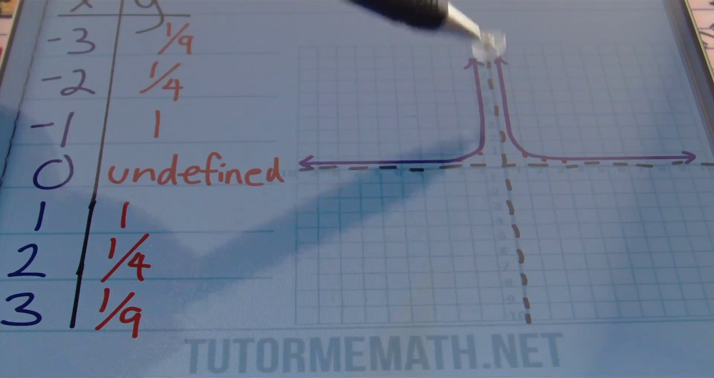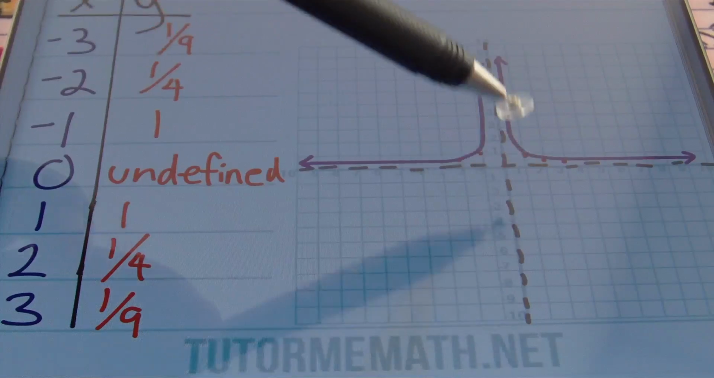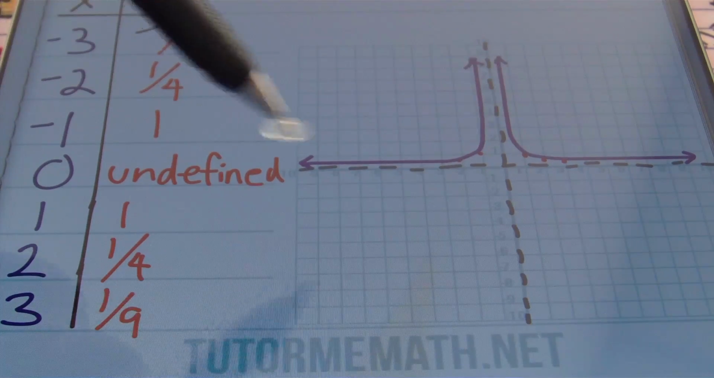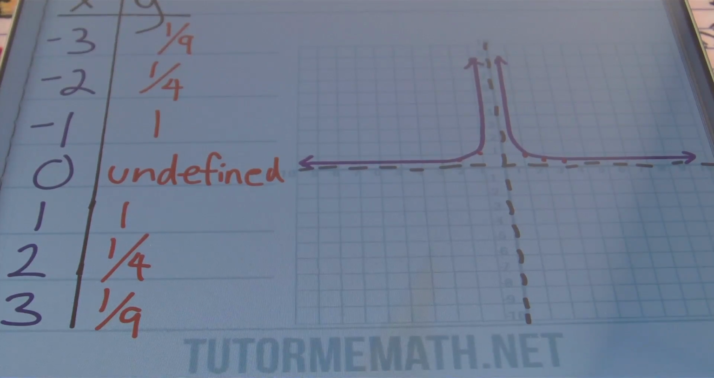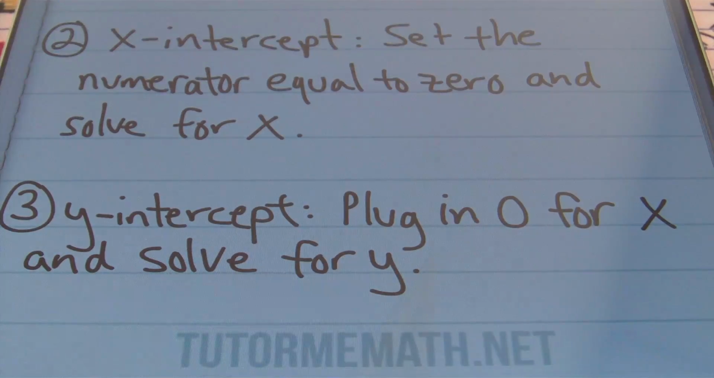Notice how there is a vertical asymptote, where the graph will not touch, as well as a horizontal asymptote where your function will not touch either. So in this case, you wouldn't have an x-intercept or a y-intercept, but they're not all going to look like this. Okay, so let's check out some rules that we can use in order to find the x and the y-intercepts.